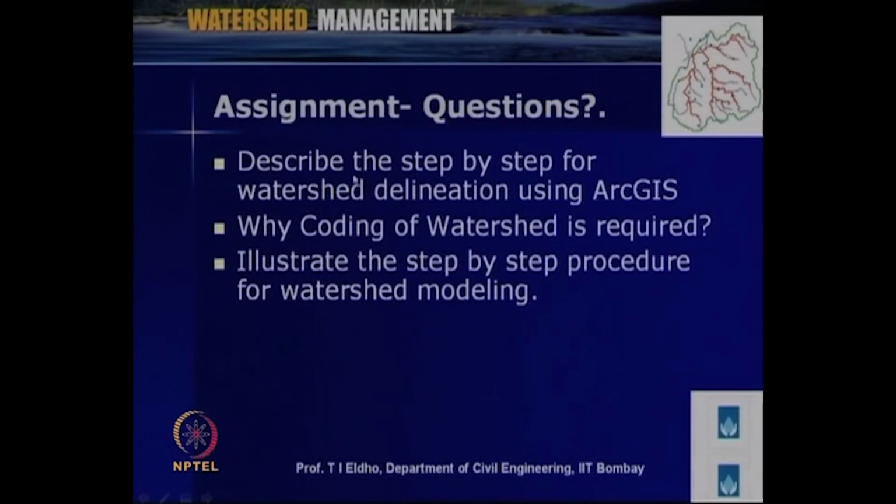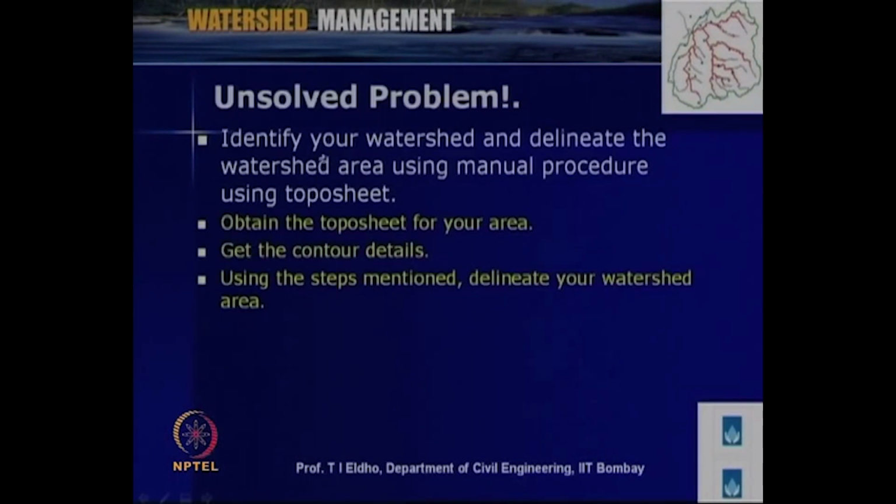Then 3 assignment questions: describe the step by step procedure for watershed delineation using ArcGIS, why coding of a watershed is required, and illustrate the step by step procedure for watershed modeling. All this we have discussed in today's lecture. For your watershed, as an unsolved problem, you can identify your watershed and delineate the watershed area using the manual procedure with a topo sheet. We can obtain the topo sheet, get the contour details, and then follow the steps mentioned in today's lecture to delineate your watershed.